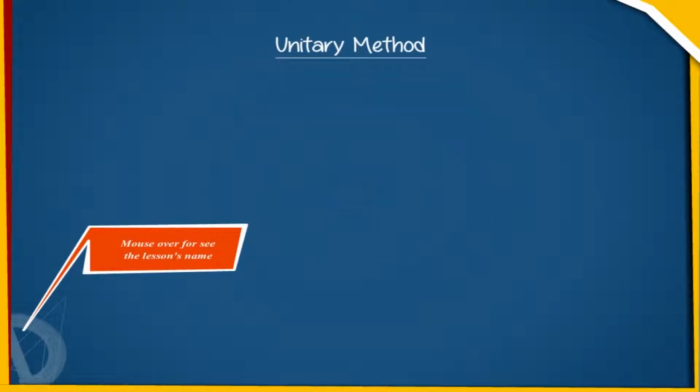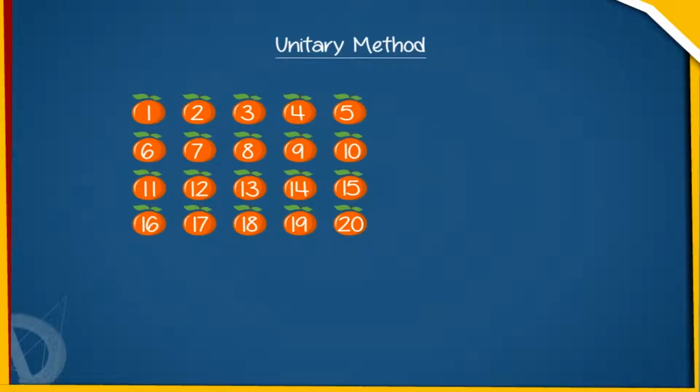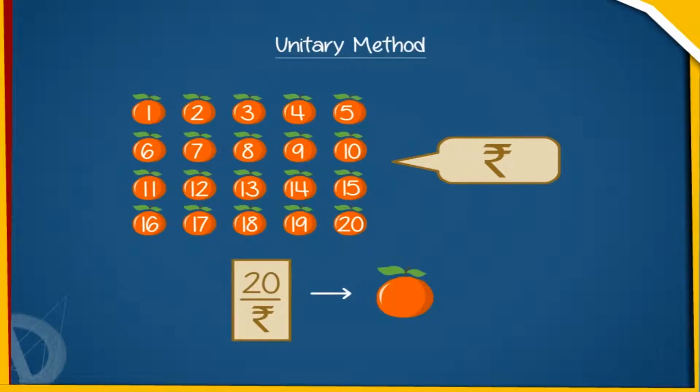Unitary method. Many a times we buy things in large numbers, like buying 20 oranges and paying the total amount for it. To find out the price of one item, say orange, we have to divide the total cost paid by the number of units purchased. After finding it, we can calculate the amounts for many other units also. This method of calculating the value of one unit and then the value of the required number of units is known as unitary method.